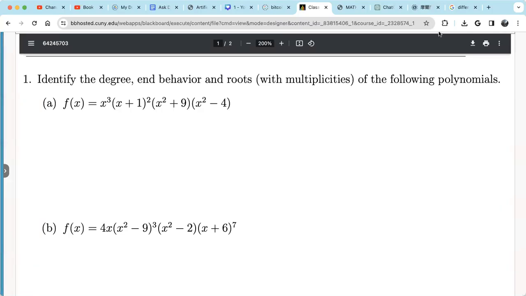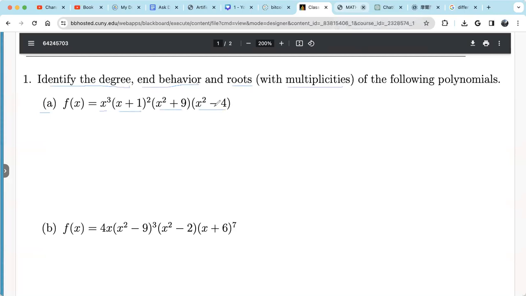Okay, recitation 4 is all about the polynomial functions. So let's see the first question. We want to identify the degree, end behavior, and roots with multiplicity of these polynomials. So let's see A. In A, we have 4 factors: x cubed, x plus 1 squared, x squared plus 9, and x squared minus 4. So 4 factors.